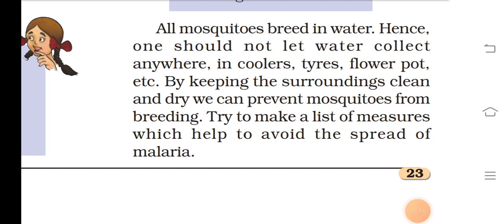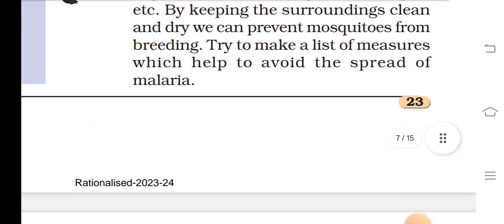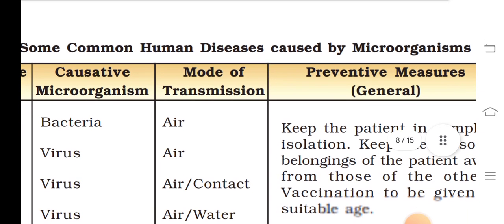All mosquitoes breed in water, hence one should not let water collect anywhere, in coolers, tires, flower pots, etc. By keeping the surroundings clean and dry, we can prevent mosquitoes from breeding. Try to make a list of measures which help to avoid the spread of malaria.